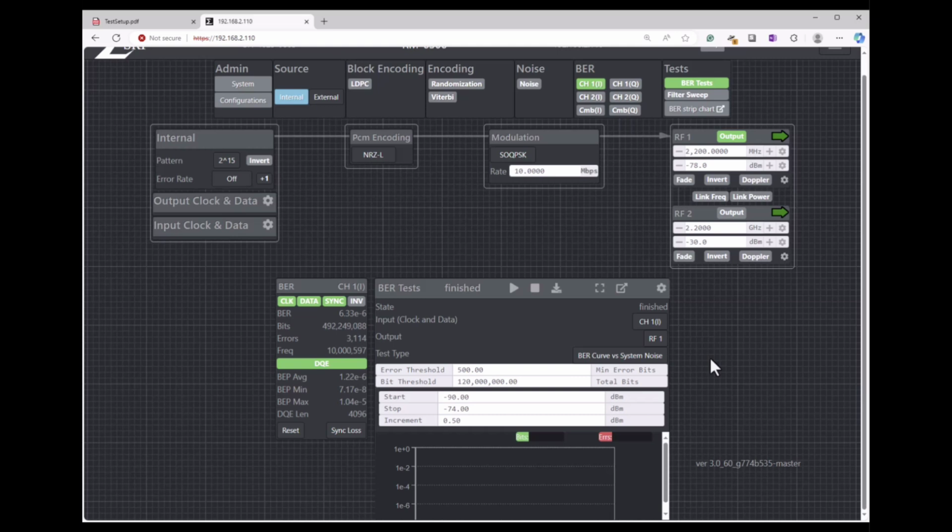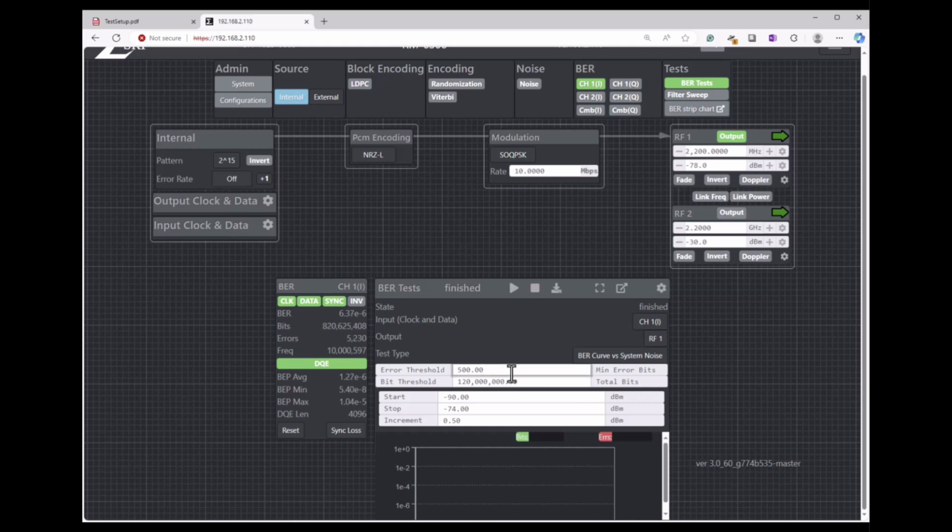In this case, we're going to look at a somewhat more practical test where we're actually going to use the system noise floor to generate that BER curve, and we will vary the signal power from the simulator to be able to generate those errors. So in this case, we're outputting on RF1 into the receiver. We're inputting on channel 1 from the receiver.